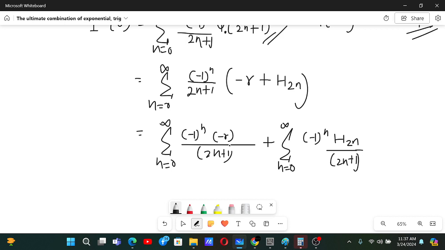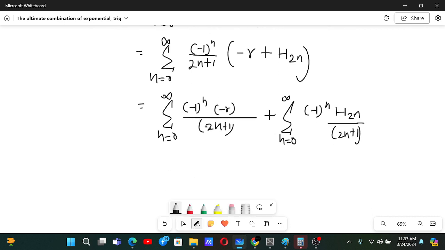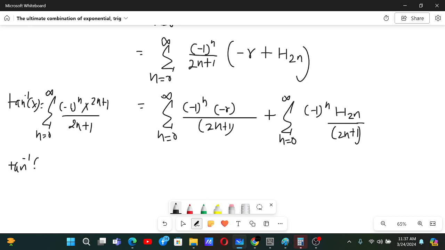Now over this one, you might probably remember this sum, because we know that the series for tan inverse x is the sum from n equals 0 to infinity of (-1)^n x to the power 2n plus 1 by 2n plus 1. That's why this sum is just tan inverse 1, and that's pi by 4. So this over here is just negative Euler-Mascheroni constant times pi by 4.